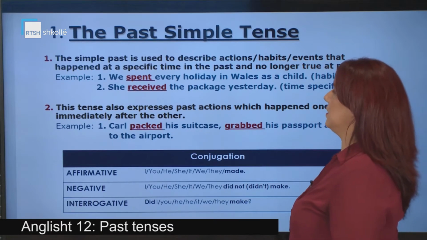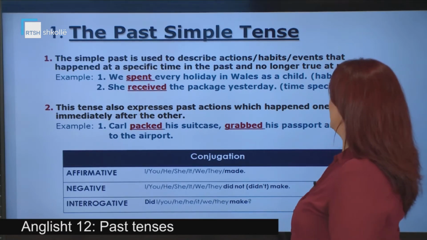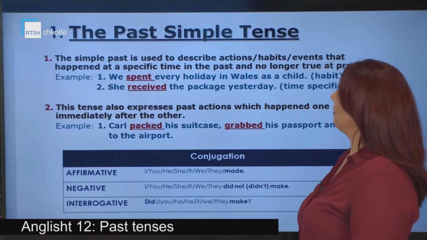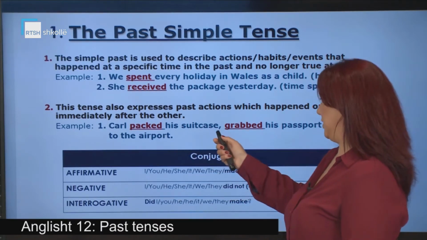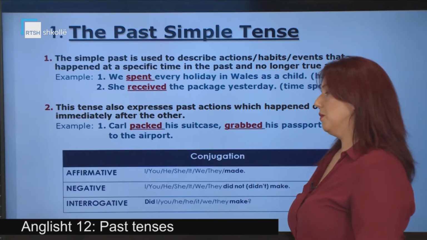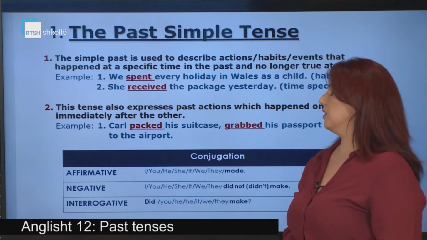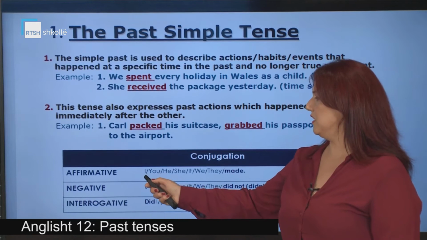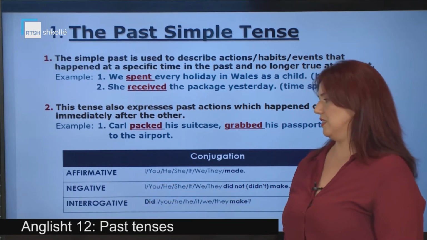Now, this tense also expresses past actions which happened one immediately after the other. For example, Carl packed his suitcase, grabbed his passport, and drove to the airport. Below, you will find the conjugation for the three main forms, which are affirmative, negative, and interrogative.